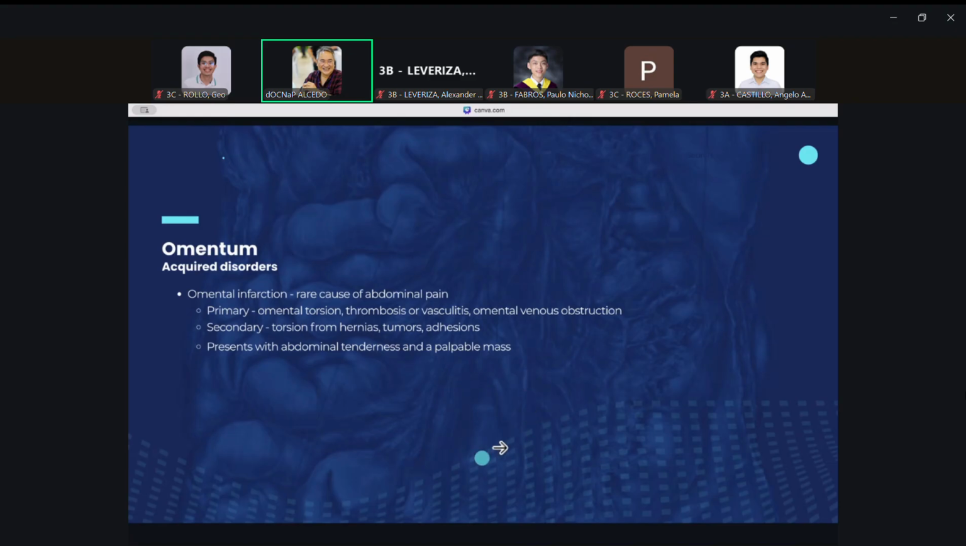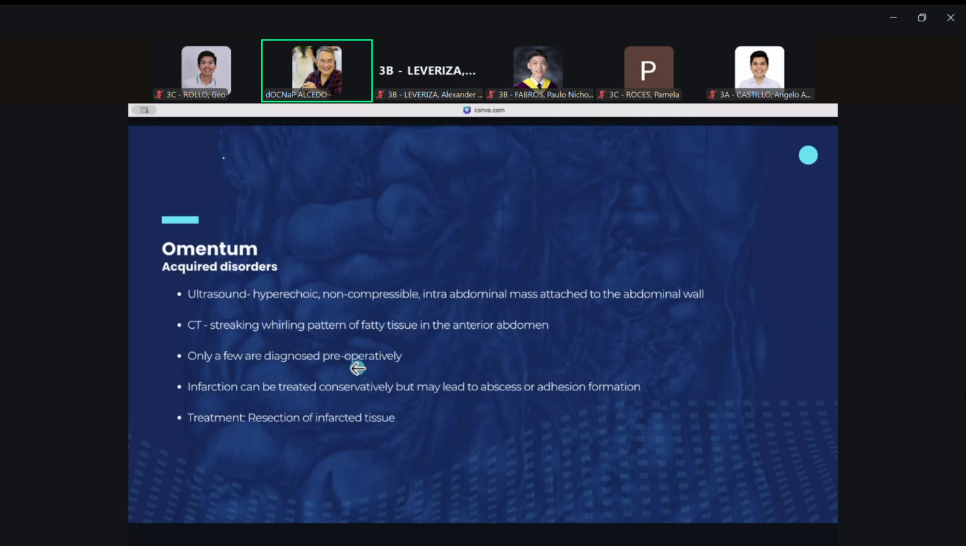So sometimes they can infarct, no? And it's one of the rarer causes of abdominal pain. Sometimes they can undergo torsion, they can undergo thrombosis. Okay, all of this can result in pain, and if they irritate the visceral peritoneum, then they can produce signs of peritonitis, and sometimes may be the cause of exploring the patient. Okay, so for these acquired disorders, imaging studies are very important. Huh? Because you don't want to open up a patient unnecessarily.